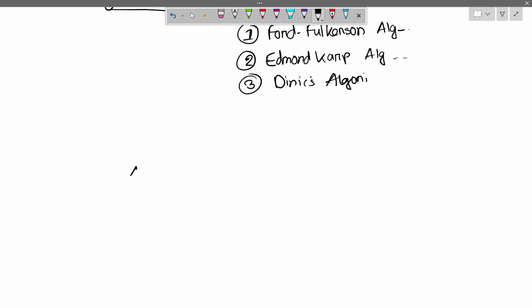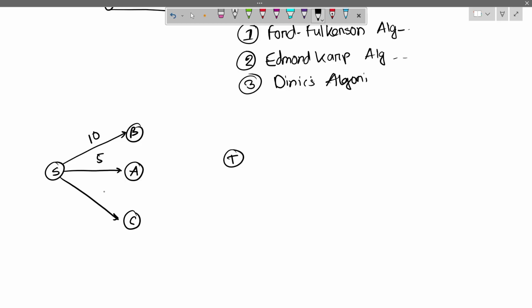So for that we will consider a very small graph with nodes A, B, C. This is the source, this is the sink. So suppose this limit is 10, this is 5, this is also 10, and this is 10, this is 7, this is 8. Suppose this one is 5 and this one is 4. Okay, not 4, this one is 2.